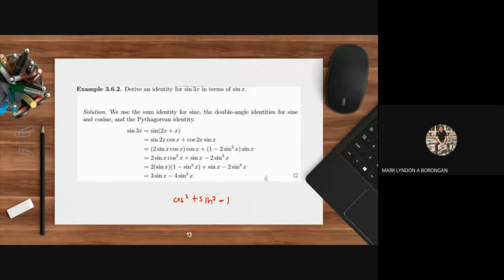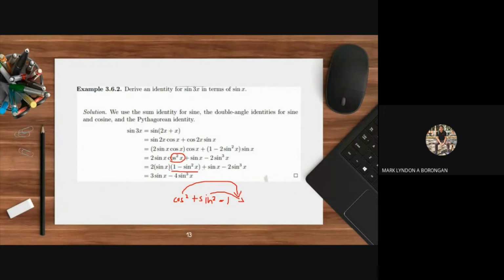Since we are solving in terms of sine x, we transpose the sine squared term so that the cosine can be substituted. Cosine squared x is just equal to 1 minus sine squared x. So we have 2 times sine of x multiplied by 1 minus sine squared x, plus sine x minus 2 sine cube x.